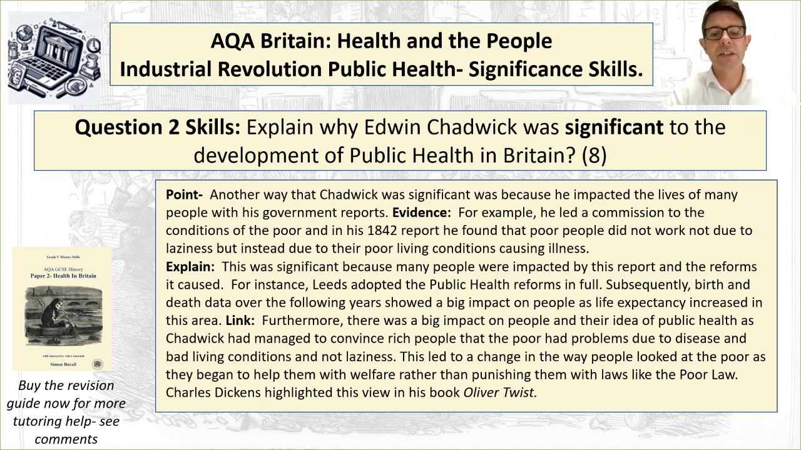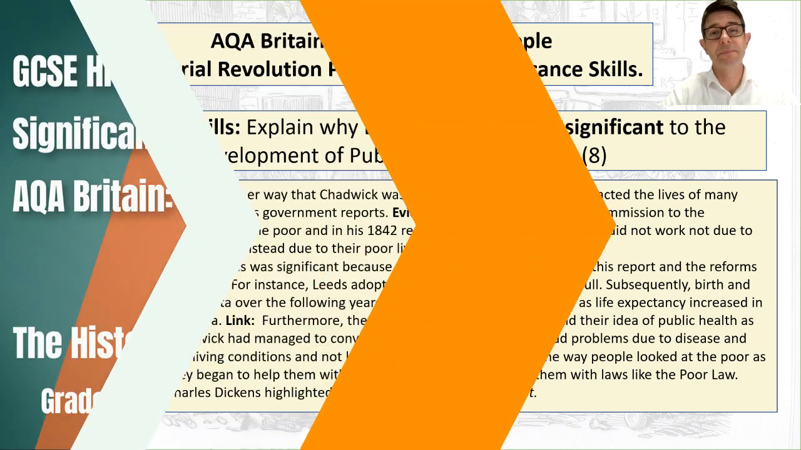You could go straight to the election of 1867, as I mentioned in the plan, to show that people really supported this as an idea as well. So furthermore, there was a big impact on people and their ideas of public health, as Chadwick had managed to convince rich people that the poor had problems due to disease and bad living conditions and not laziness. This led to change in the way people looked at the poor as they began to help with the welfare of these people rather than punishing them with laws like the Poor Law. Charles Dickens highlighted this in his book Oliver Twist. So I've gone to a totally alternative idea there. If you've gone for extra reforms, 1867 voting, and then the compulsory nature of the 1875 Public Health Act, that'll also be really great ideas.